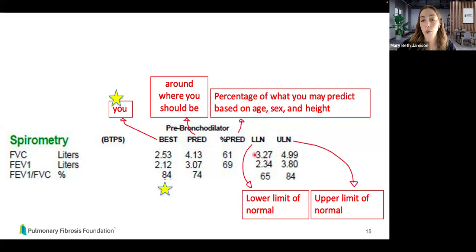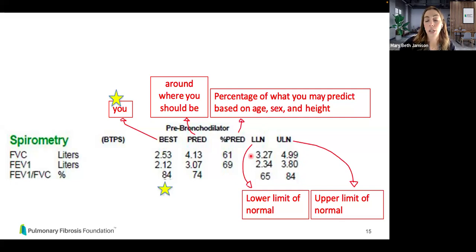What these lower and upper limits of normal really mean is, for somebody with your same age, sex, and height, they should be within this range. For this particular person, it's going to change, but it would be 3.27 or 4.99. If you're within that range, then that would still be considered a normal FVC number. If you're lower than that, then it's abnormal, or if you're higher than that, which we don't see a whole lot. You can get a general sense of where you would lie on your pulmonary function test just by looking at that lower limit of normal.